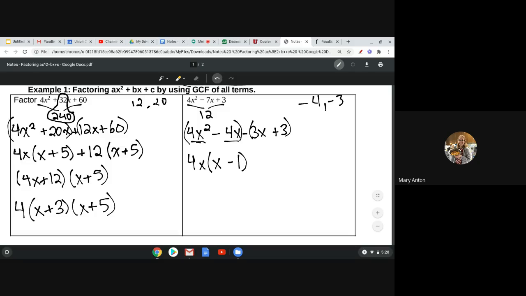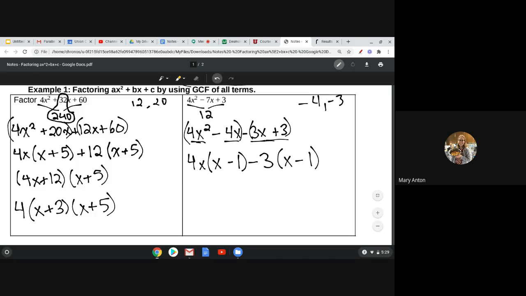All right, now for the second binomial, I'm going to factor out a negative 3, because the greatest common factor of negative 3x and 3 is 3. So we're going to factor out a negative 3. On the first term, we're going to be left with an x. And what's 3 divided by negative 3? That's a negative 1.